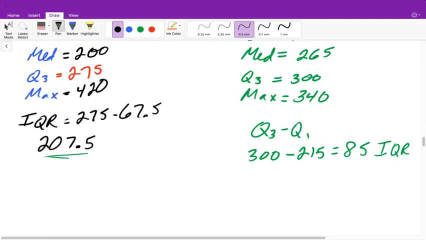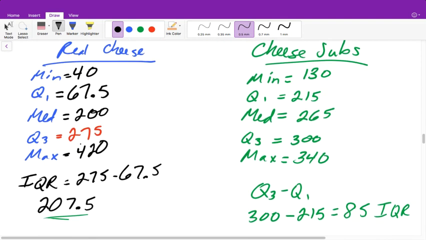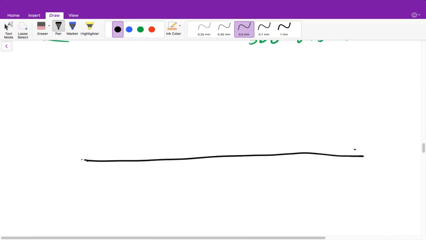I see that my lowest number I need to put is 40, and my highest number is 420. So I'm going to try and see if I can count by 50s on here. So this will be 0, this will be 50, 100, 150, 200, 250, 300, 350, 400, and 450. All right, let me pause this so I can fill them in.